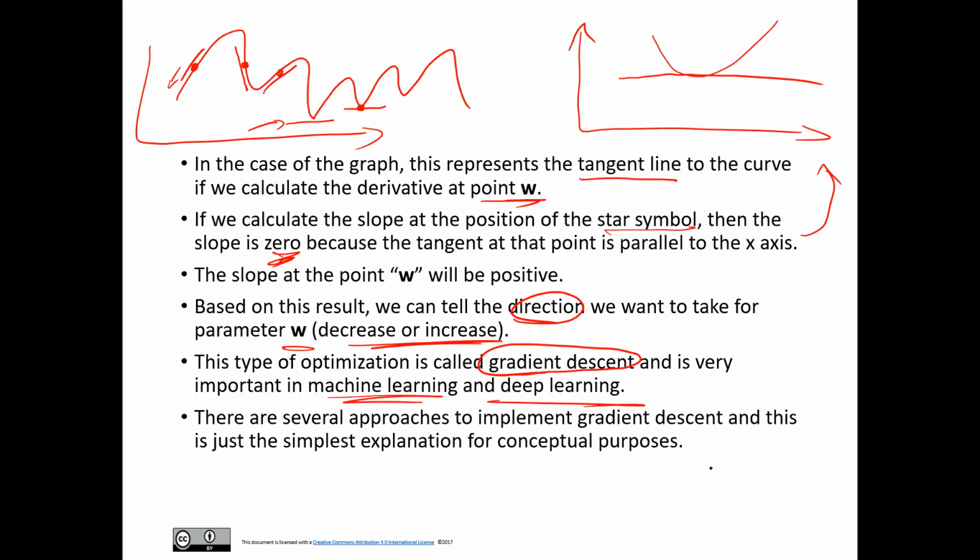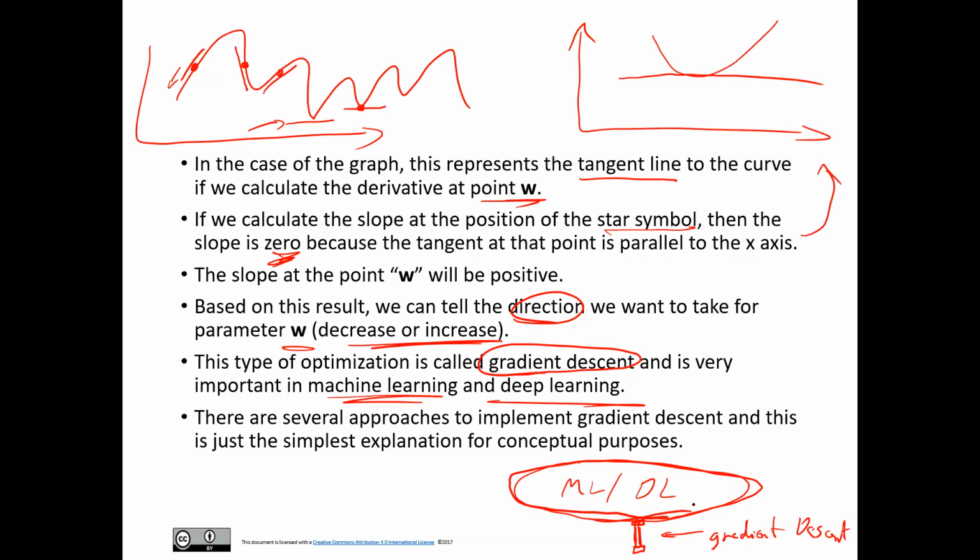imagine if all of this is machine learning and deep learning. Gradient descent is the pillar that holds everything. Imagine that. This is gradient descent right there. The entire machine learning, deep learning depends on it. And it's really just one algorithm. I mean, there's multiple versions of the same idea.